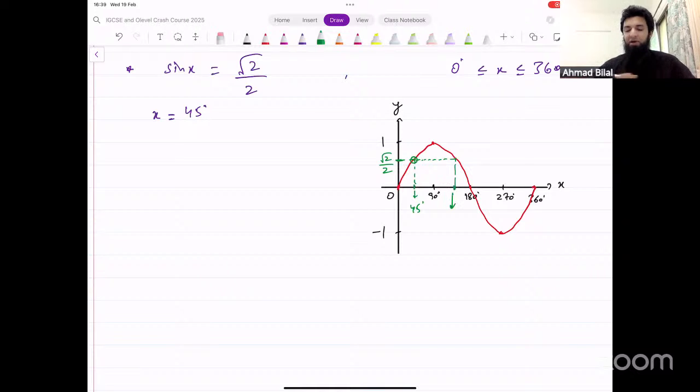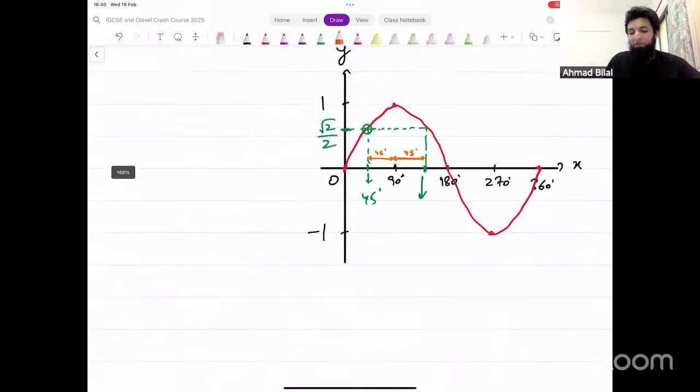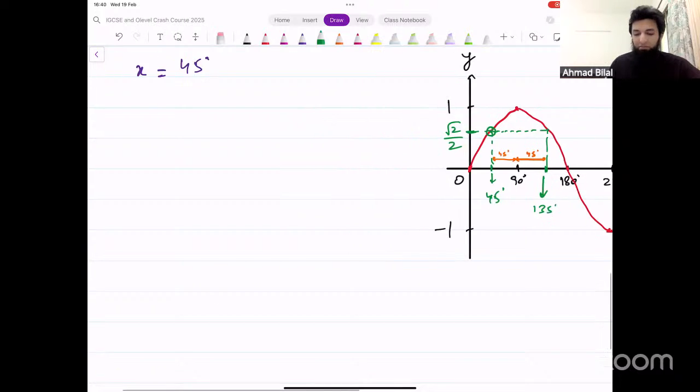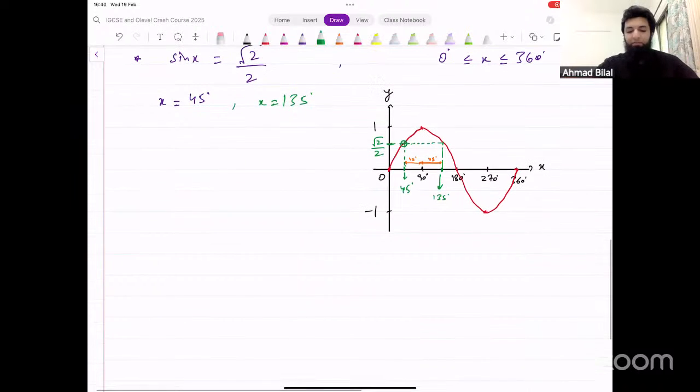What is this x value going to be? Again, we can use the symmetry of the graph. You can see that this part is symmetrical, right? 90 is exactly in the middle. So whatever is the distance of 45 from 90, it should be the same distance on the right side from 90. This should also be 45. 90 plus 45, the other point that we have here is going to be 135. That's your other solution. You say x is equal to 135. That's the other answer that you get.